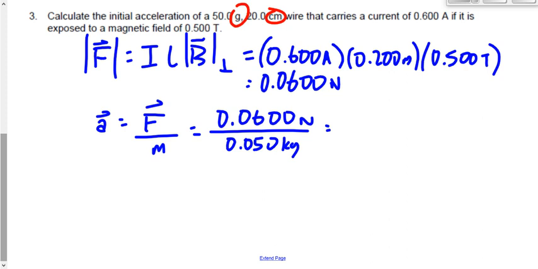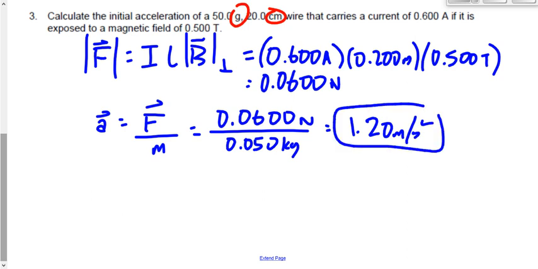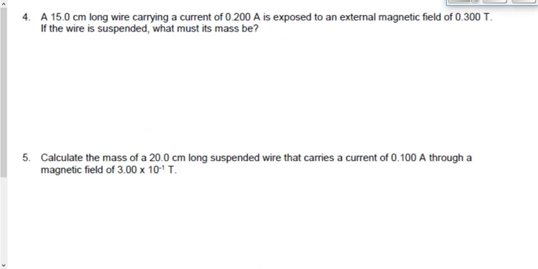And when we do that, we should get, I believe that's 1.2, isn't it? Anybody have that? I'll check my answer sheet here. Yeah, 1.2. We could say meters per second squared, which usually we use for acceleration, but we could also say newtons per kilogram. All right, I'll give you a couple more minutes to work on the rest of those questions.